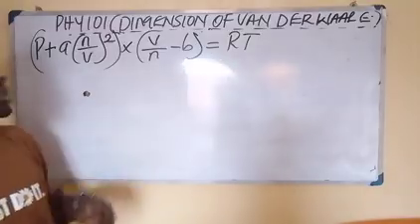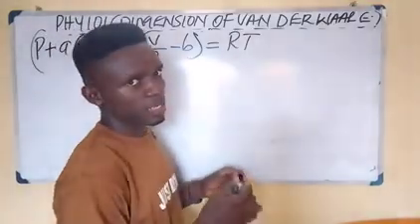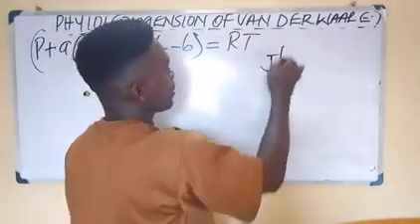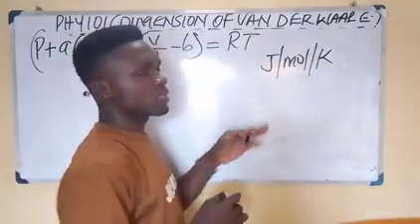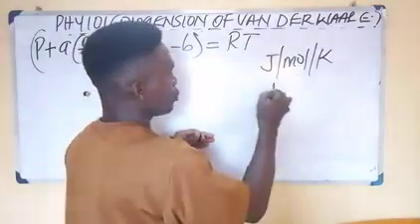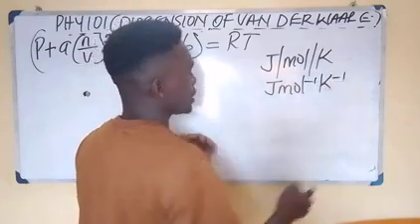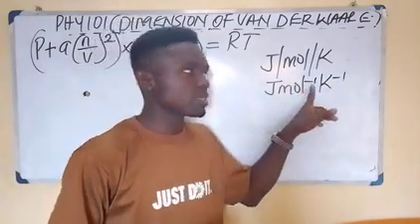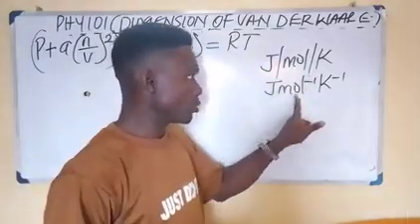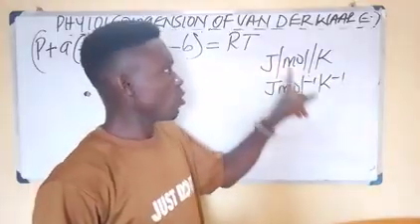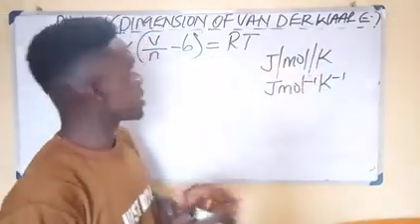And R here stands for the gas constant. R is the gas constant, and the unit is joule per mole per Kelvin. That is, the minus 1 as a power is pronounced as per. So joule per mole per Kelvin, okay? So that is how it is.